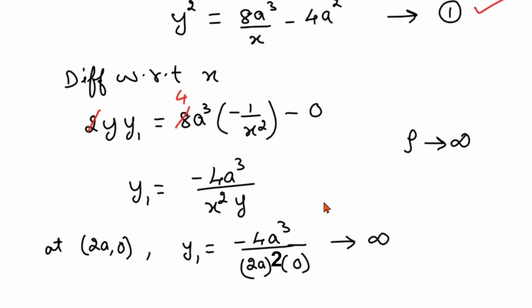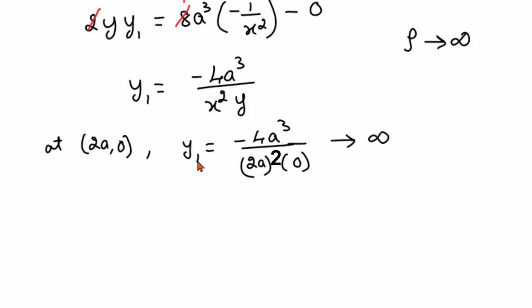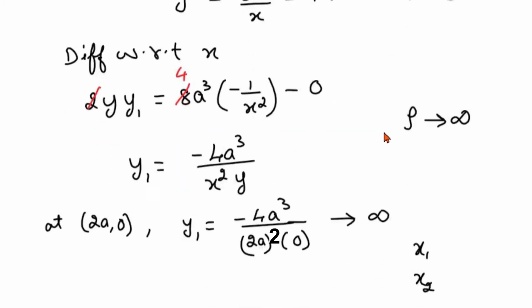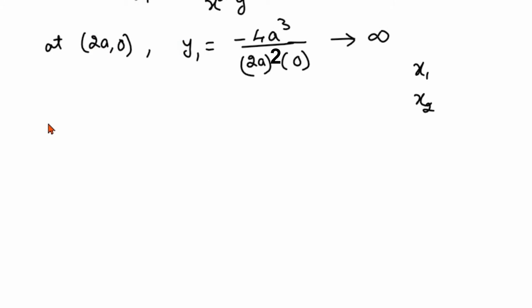Therefore, we cannot find this y1 and y2 value. Rather, we have to go for the other radius of curvature formula. Instead of finding y1, we need to find the value of x1, and instead of finding y2, we need to find x2. So to find x1 and x2, we have to differentiate the given equation number 1 with respect to y, so that we can use the radius of curvature formula.